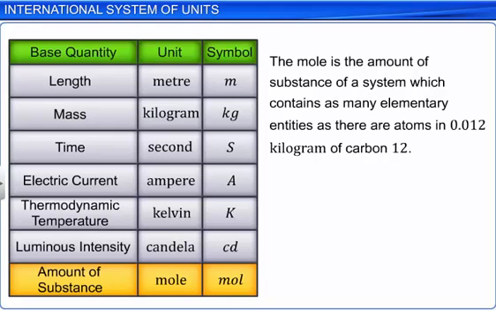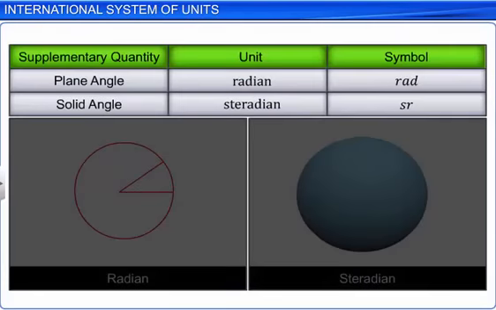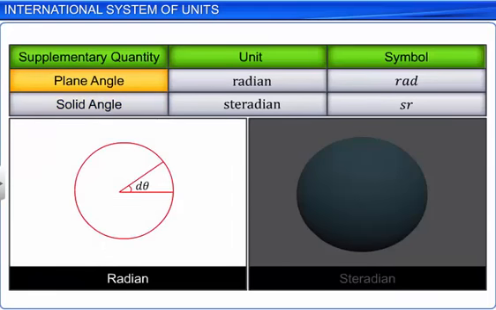Apart from these base units, SI has defined 2 more units for 2 supplementary quantities, namely plane angle and solid angle. Plane angle d theta is the ratio of length of an arc of a circle to the radius of the circle, and is measured in radian, denoted by the small letters rad. It is defined as the angle subtended at the center of a circle by an arc of length equal to the radius of the circle.